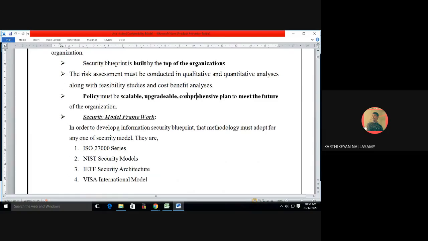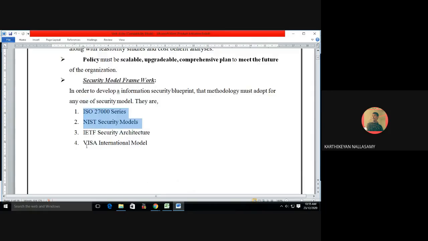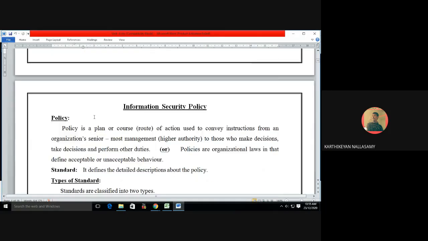There are different kinds of frameworks defined for implementing an information security blueprint in our organization. They are the ISO 20000 series, the NIST security model, the IETF security architecture, and the Visa International model. Out of these four, the first, second, and fourth models are prescribed in our syllabus.